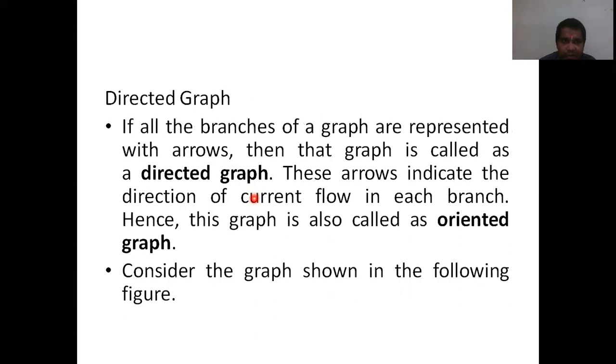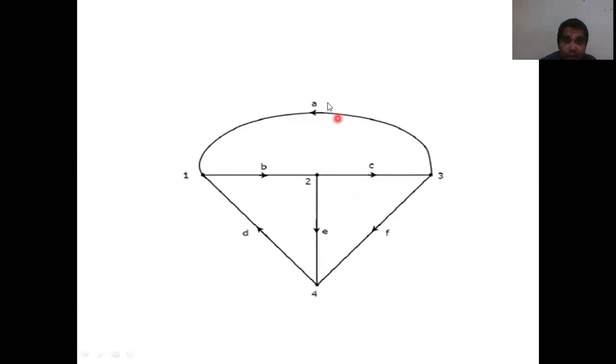So what is a directed graph? A directed graph means the branches connected to the nodes of a graph are marked with a direction. It is also called an oriented graph. You can see here we have marked the direction in each branch. The branch between node 1 and 3 has the direction marked from node 3 to 1, and another branch B is from node 1 to 2. Like that, in each branch the direction is marked. That is called a directed graph or oriented graph, right?